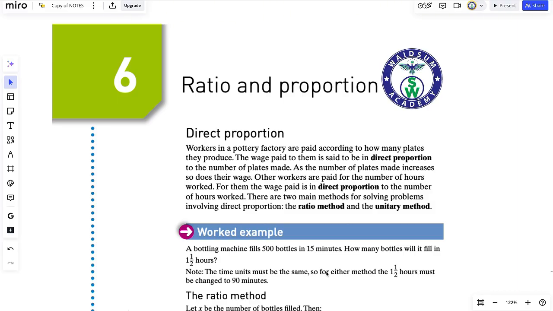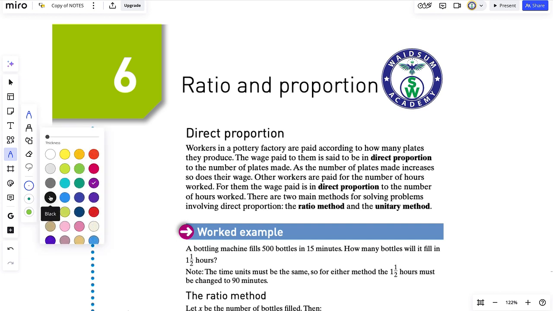Proportion. Okay, without much ado, let's begin. First, we'll start with proportion. Now in proportion, we're going to look at the types of proportion and the meaning of proportion.